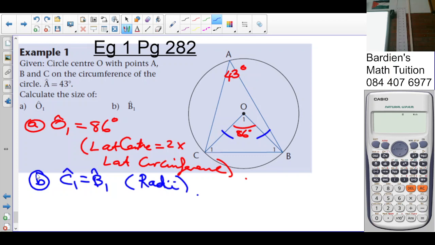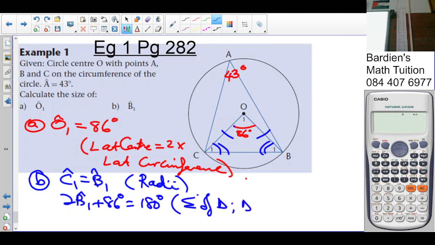Now we say that C1 plus B1 plus 86 equals 180. But I want to calculate B1. So I can say twice B1 plus 86 equals 180. Reason? Sum of interior angles of a triangle, and it's triangle COB. That sign there means the sum, the Greek capital letter sigma. It's actually angles opposite equal sides. Exactly. Sorry. Angles opposite equal sides.